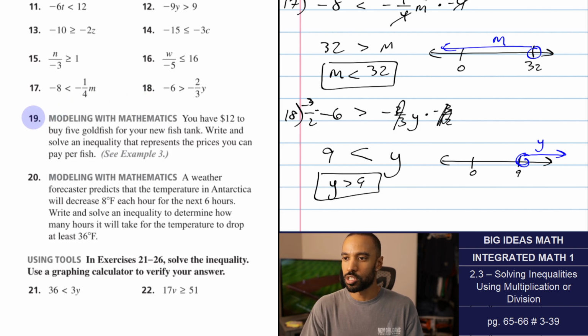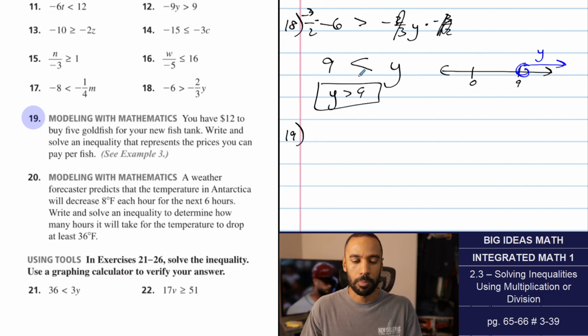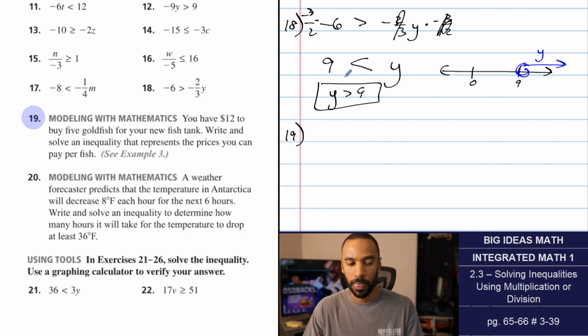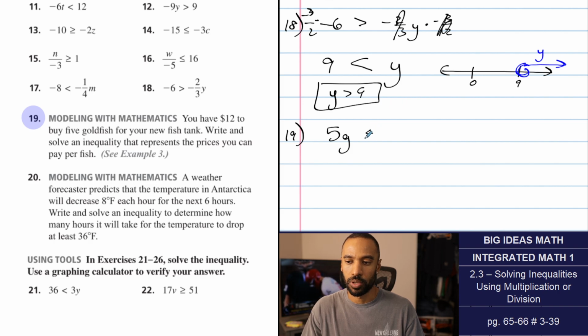You have $12 to buy 5 goldfish for your new fish tank. Write and solve an inequality that represents the prices you can pay per fish. So if you have $12 total, you can buy 5 goldfish. 5 goldfish times the price per goldfish, let's call it G, needs to be within or at $12. So less than or equal to $12. That would be the inequality.